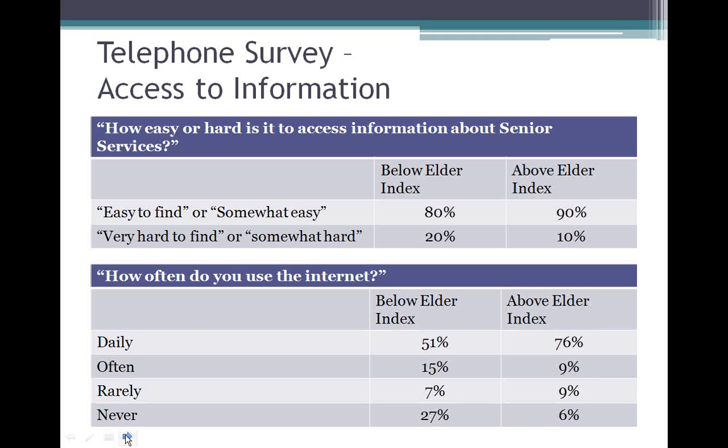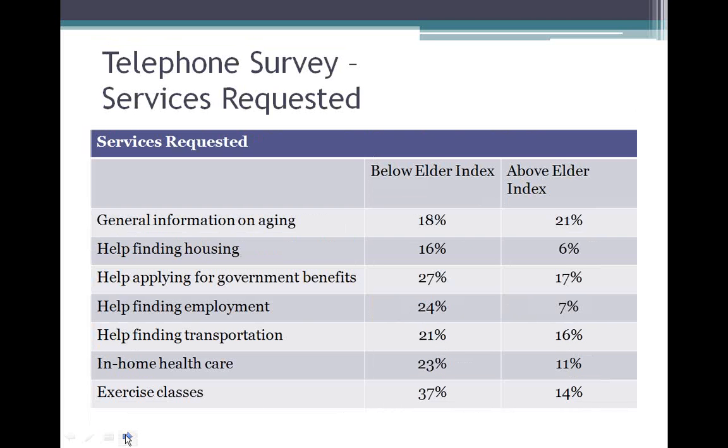So you're 4 times more likely to never use the internet if you fall below the Elder Index. So it just speaks to the need for diversity of outreach and the diversity of information that's required. Okay, next slide.